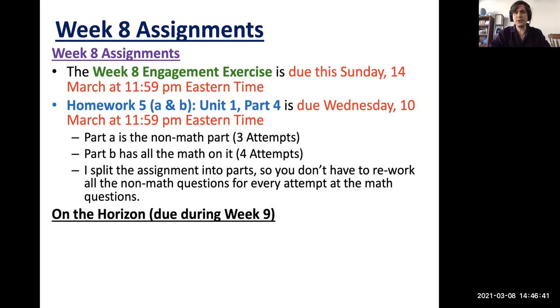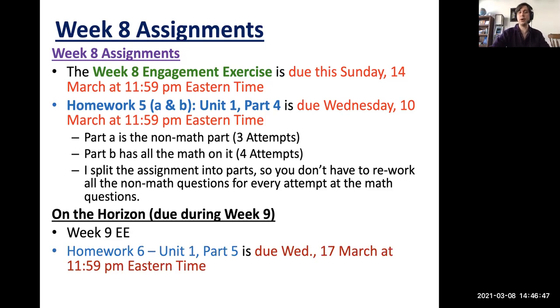What do we have on the horizon? So, what's due during week 9? Well, we'll have the week 9 EE, no surprises there. And then we're going to have homework number 6, which is the Unit 1, Part 5 homework, which is all about telescopes, which is due a week from this Wednesday, the 17th of March. And as always, 11:59 p.m. Eastern Time. So that's it for the announcements and assignments.